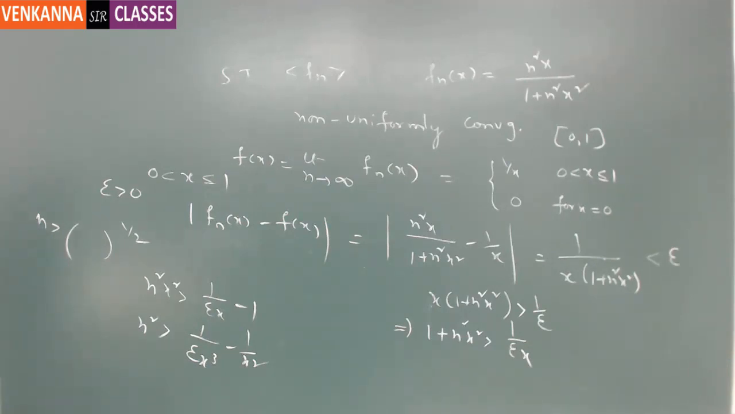So for basic level problems, the only procedure which we follow is we calculate the limit function. We assume that after simplifying, this expression could be less than epsilon, and we try to build a relation between the term number and epsilon. That's it.